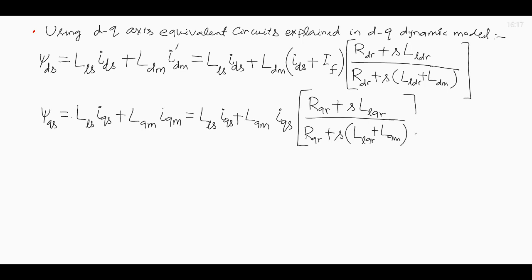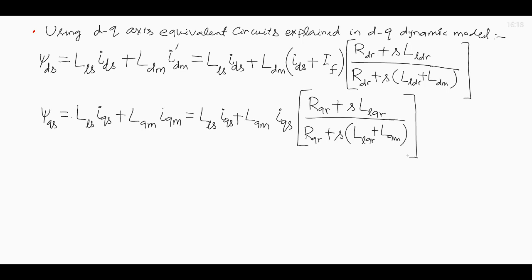S is the Laplace operator, and this will be 0 at steady state condition. So, you can apply steady state, you can set S to 0, and at steady state condition you find the current, and during the transient period, because these inductance components are active during the transient period. So, current division is giving the current in the magnetizing branch in the D axis in the first equation, and in the Q axis in the second equation.